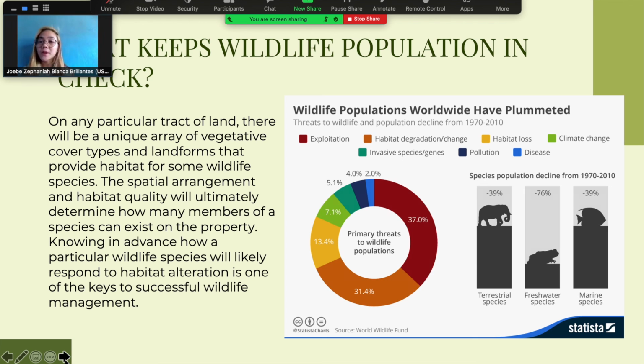What keeps wildlife populations in check? On a particular tract of land, there will be a unique array of vegetative cover types and landforms that provide habitat for some wildlife species. The spatial arrangement and habitat quality will ultimately determine how many members of a species can exist on the property. Knowing in advance how a particular wildlife species will likely respond to habitat alteration is one of the keys to successful wildlife management.